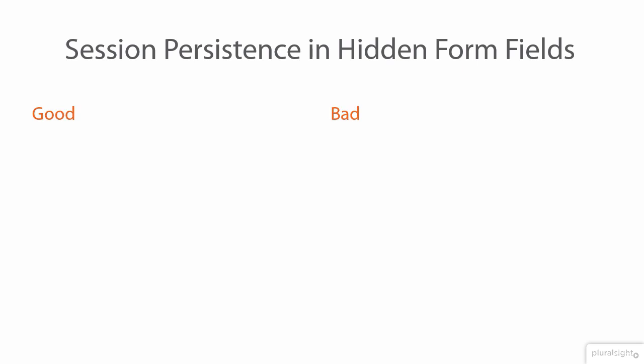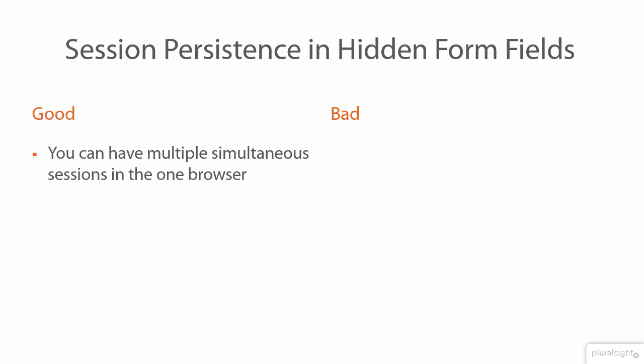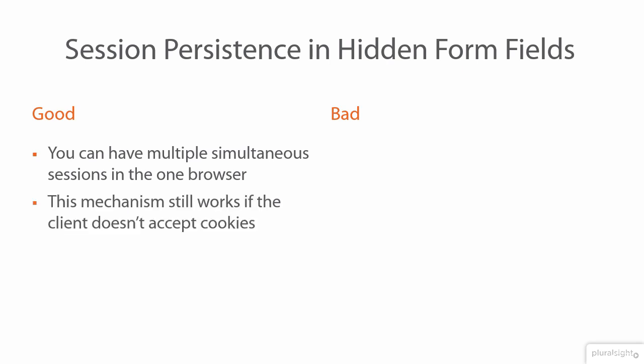So firstly, a little bit like the URL, you can have multiple simultaneous sessions in the one browser, because the hidden form field just exists within the page of that individual tab. It's not like they cross-pollinate from one to the other, not like a cookie does. Also, like using the URL, it will still work if the client has decided that they don't like cookies. Doesn't matter why they don't like cookies, the point is that whilst they can turn cookies off, they can't turn off the fact that a website might actually put the session ID in a hidden form field.